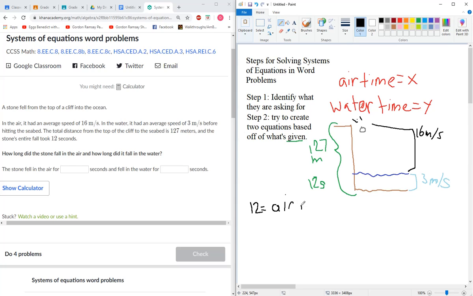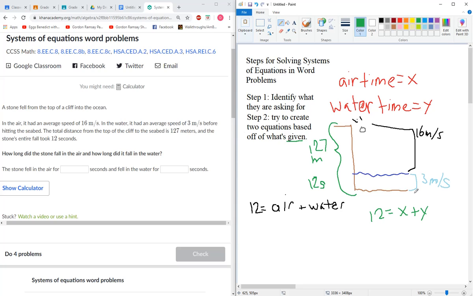The air time plus the water time. Now, what did we just say was our airtime and water time variable? X and Y. So we know that 12 is equal to our X, our airtime, plus our Y, water time. And that's just based off this, which makes sense. The total movement time is just air plus water, because that's all the movement. Once it hits the floor, it stops moving.